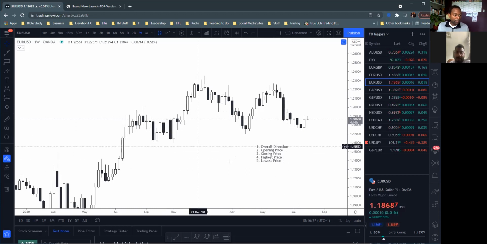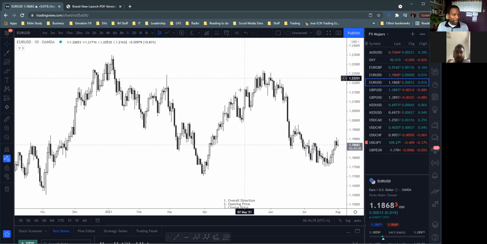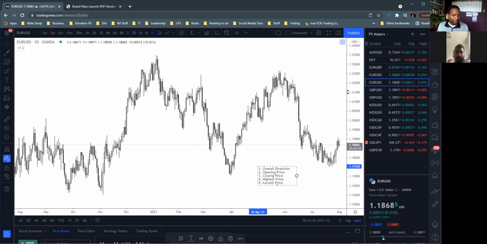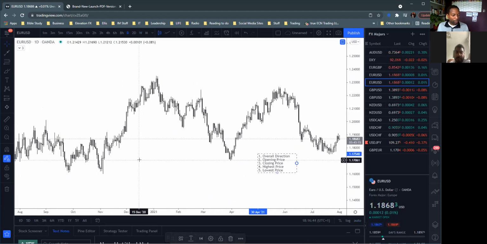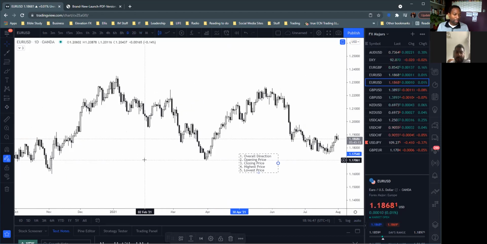But I can equally zoom in and look at a bit more detail. We don't often trade from the weekly chart, and so I can click on here, and this means one day. What that means now is that every single candle, instead of representing one week's worth of information, each candle represents one day's worth of information. But the principle is exactly the same. That is the overall direction, opening price, closing price, highest price, and lowest price that is found within each and every single one of these candles.